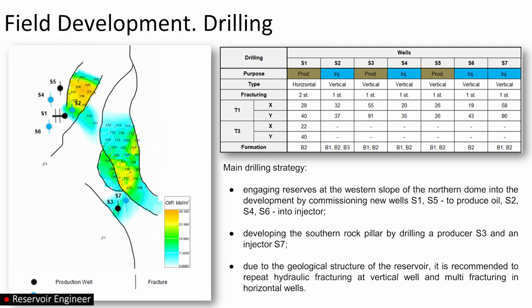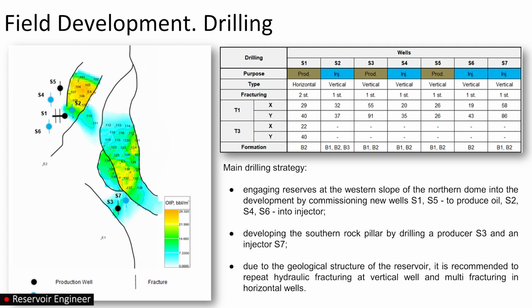I would like to recap our strategy starting with drilling. The main drilling strategy is to first start developing the undeveloped western slope of the northern dome by introducing new wells. On the screen, you can now see the estimated drilling points that I recommend performing to maximize the production.